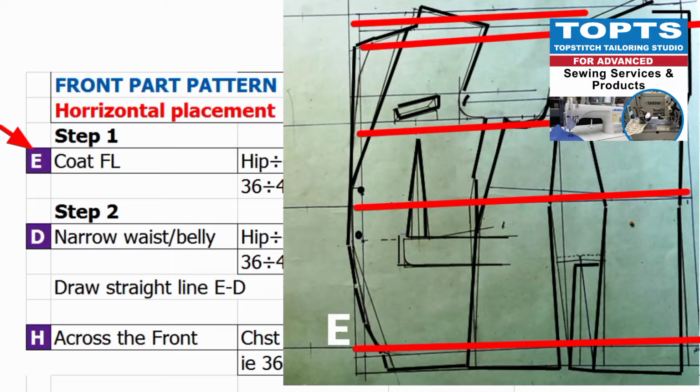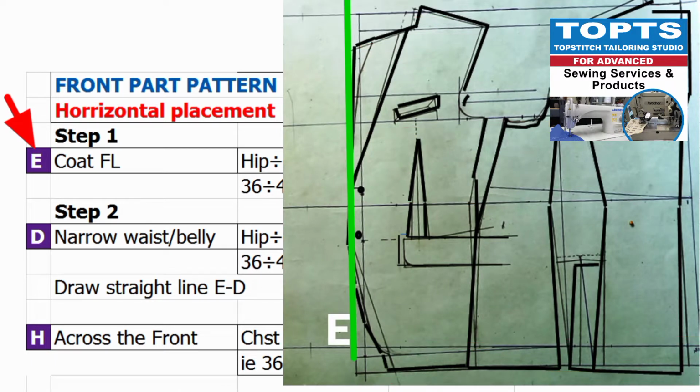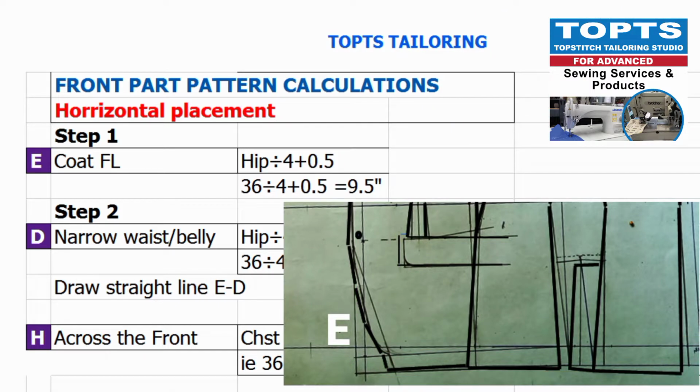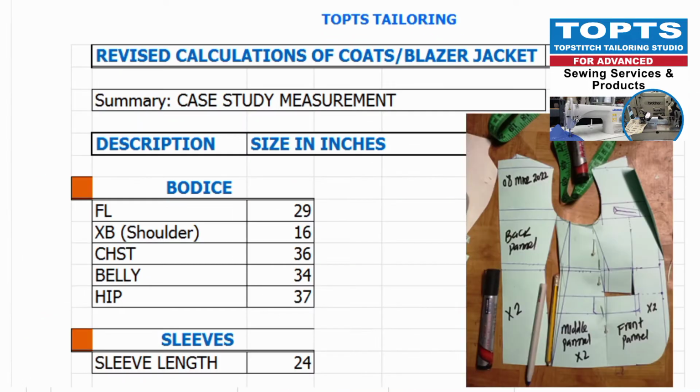Remember, for these horizontal measurements, we're going to get our center line, the center front line. That's where all measurements will be originating from. So in line E, we're going to get hip measurements divided by 4 plus 0.5. This 0.5 is always seam allowance. That is the case study of this table of ours.